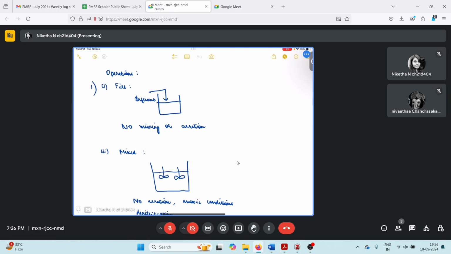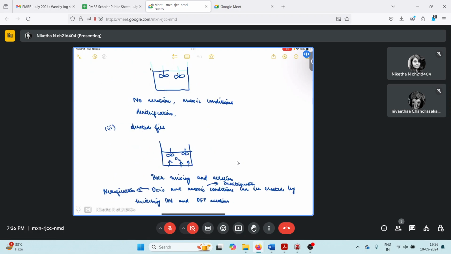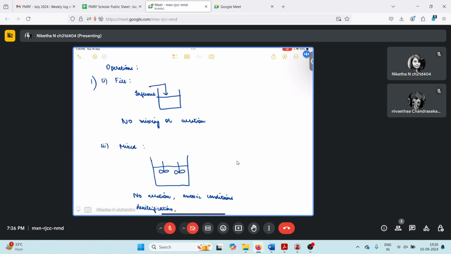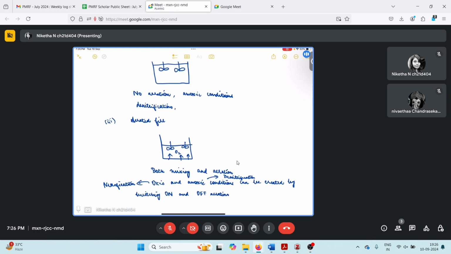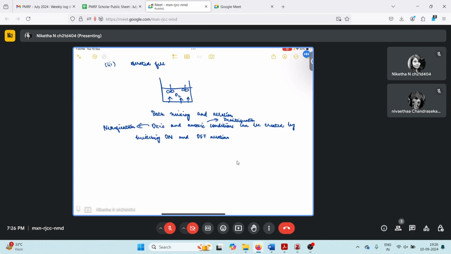So the fill phase had three types. Static fill: this is where no mixing or aeration takes place. In mixed fill, along with filling, we will do mixing, and in the aerated fill, we will do mixing plus aeration when the fluid is entering.